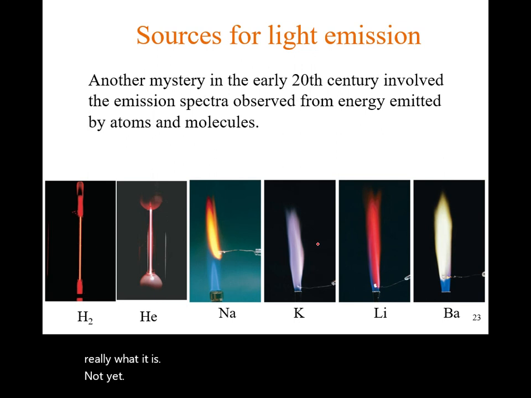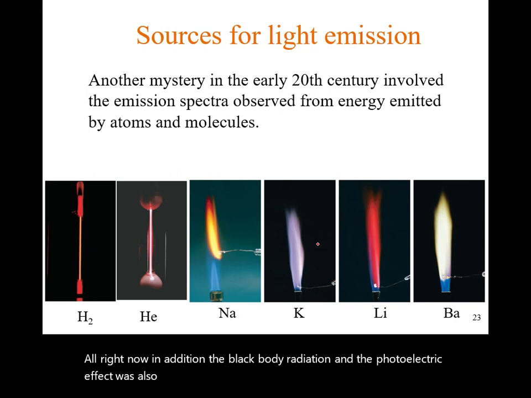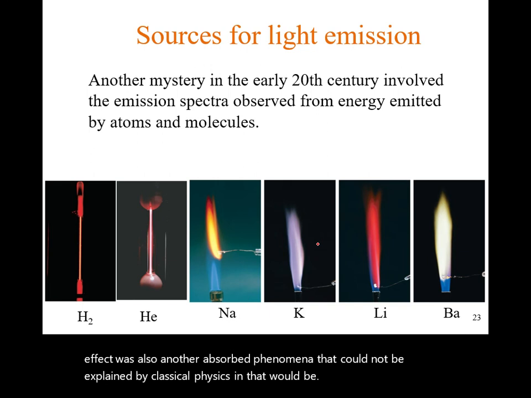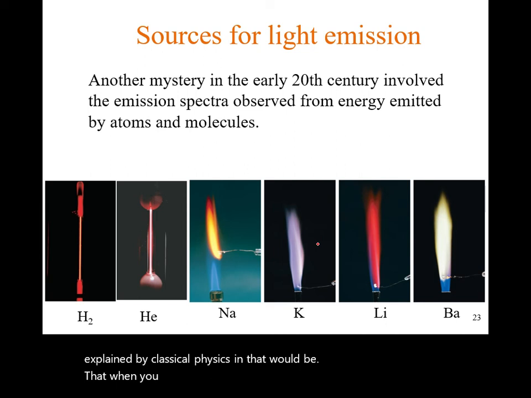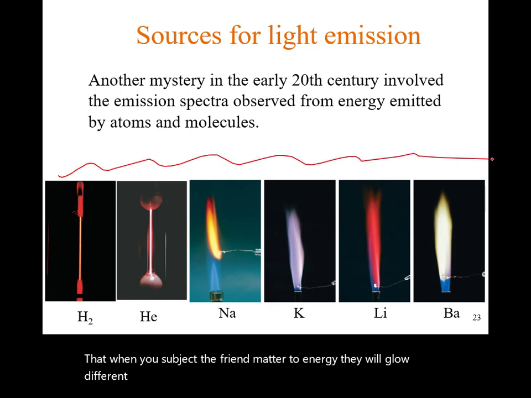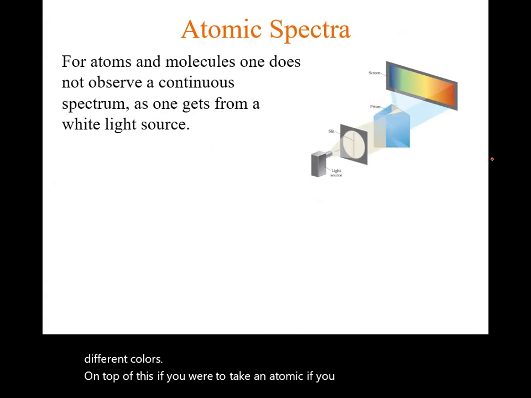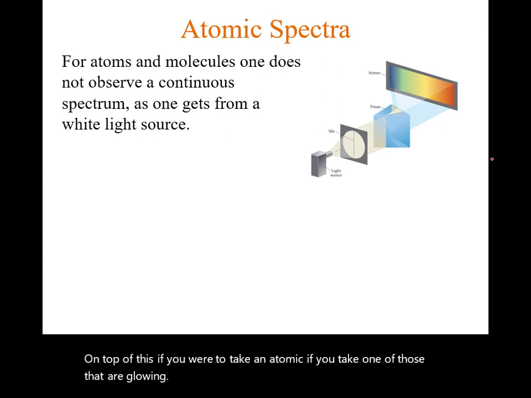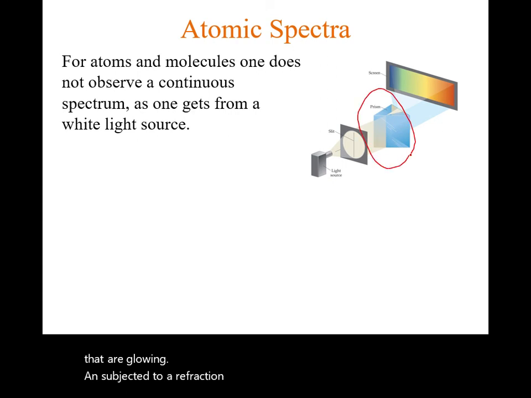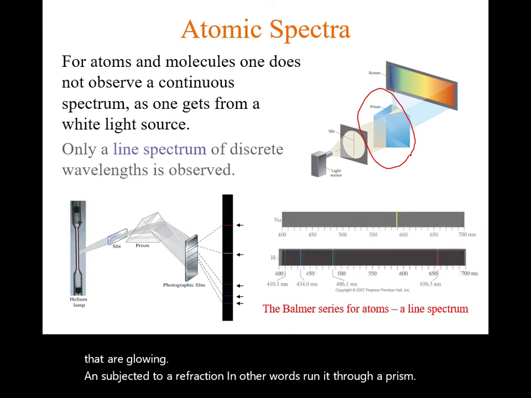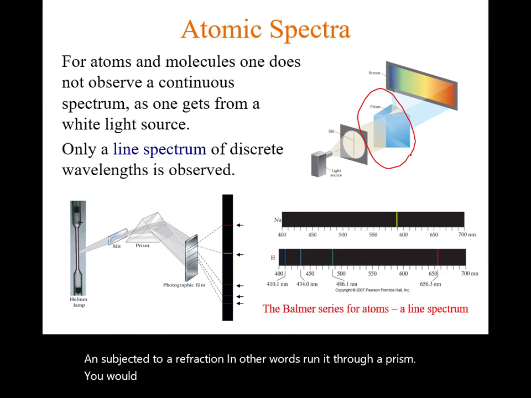All right. Now, in addition to black body radiation and the photoelectric effect, there was another observed phenomenon that could not be explained by classical physics, and that would be that when you subject different matter to energy, they will glow different colors. On top of this, if you take one of those atoms that are glowing and subject it to refraction, in other words, run it through a prism, you would actually get what's known as a line spectrum.